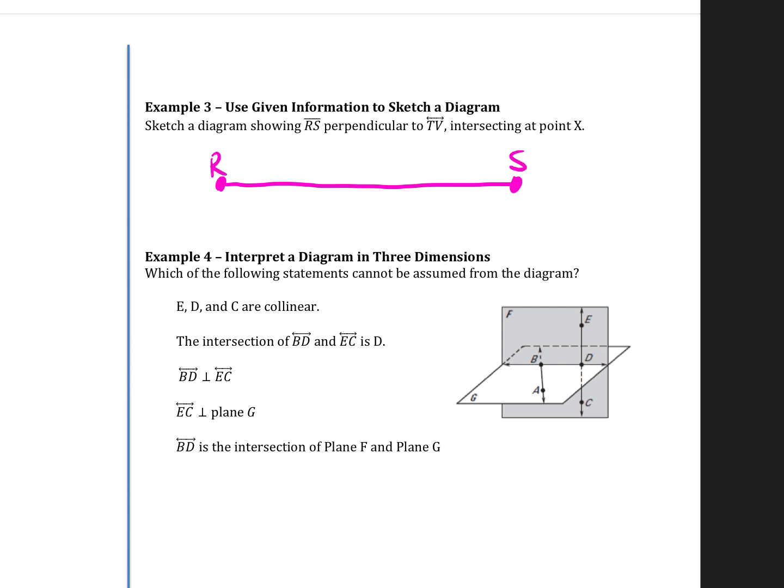And then it says that TV is perpendicular. So we're at a right angle. TV, and it's going to extend beyond, make a line at a right angle like this. Okay? And that would work. And it intersects at point X. This is point X right here. Okay, so that would be an example of a drawing here. It satisfies all the criteria. RS is perpendicular to TV at a right angle, and it intersects at point X. It does not say it meets at the midpoint, which would be a perpendicular bisector, but we haven't talked about that quite yet.